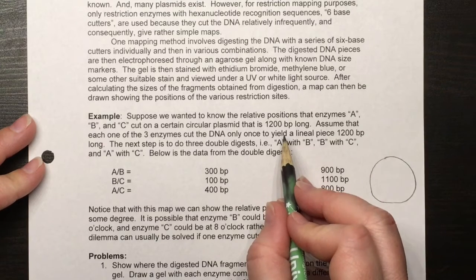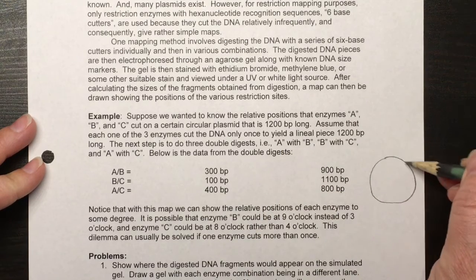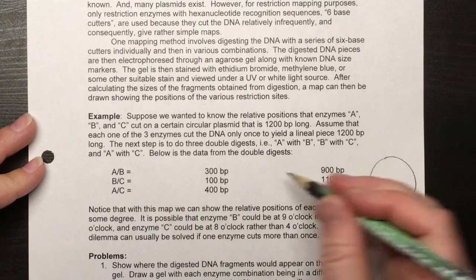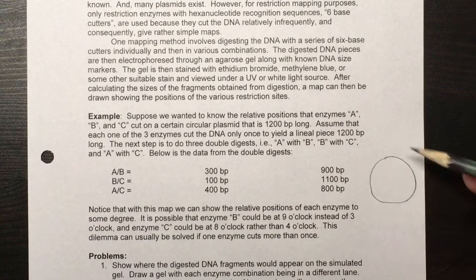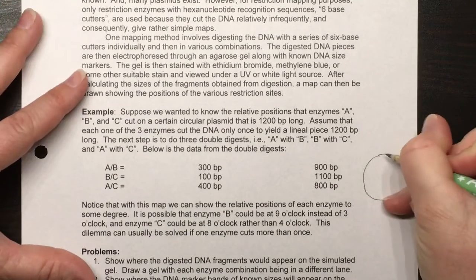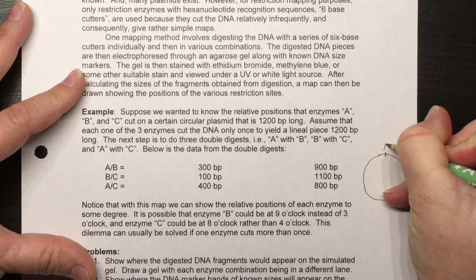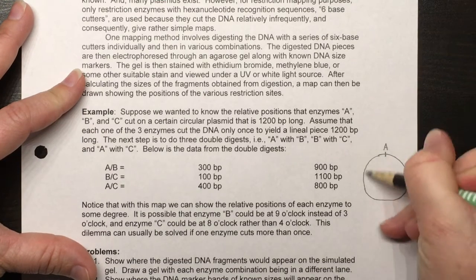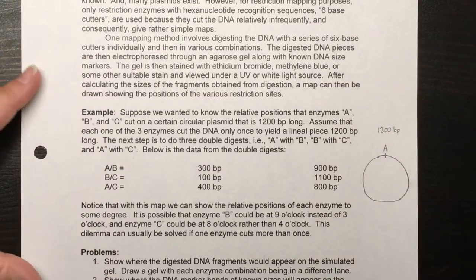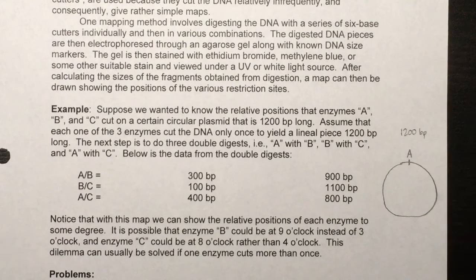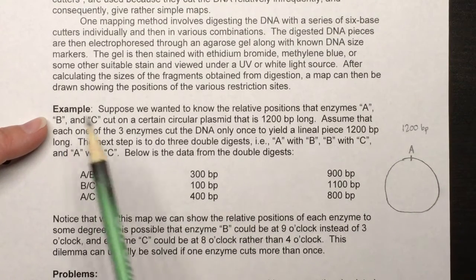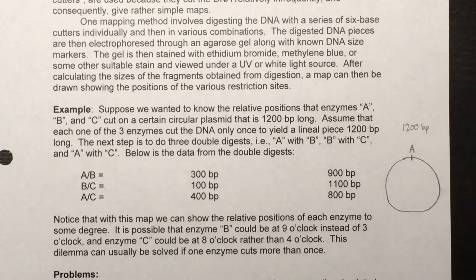1,200 was obviously very convenient because there are 12 hours on a clock, and so we can just talk about the locations of cutting as hours of the clock. Of course, in real life, it won't be that simple. But whether it was cut, say, for example, here, if the restriction enzyme cut here, this entire thing would be 1,200 base pairs.